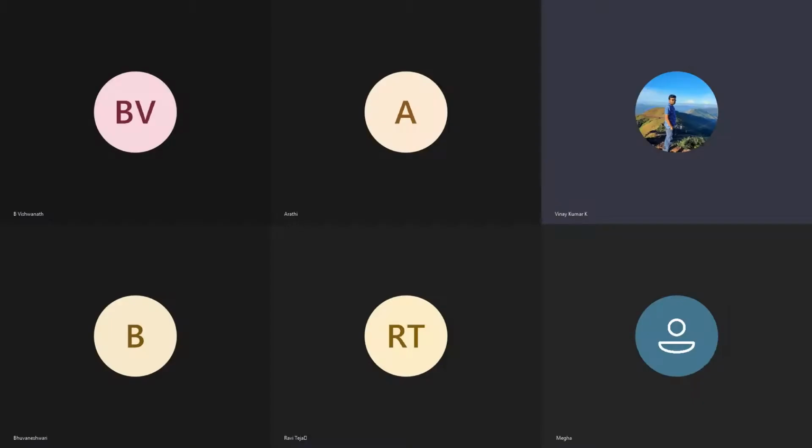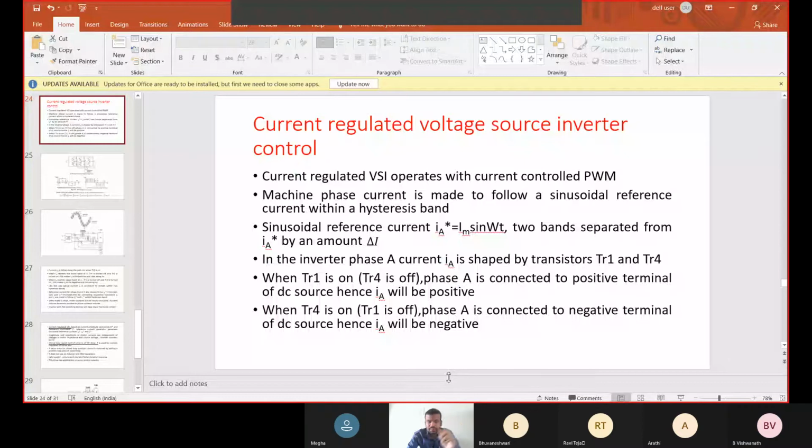So yesterday we were discussing the current regulated sources: what is meant by current source inverters and voltage fed inverters, the different kinds of inverters that we studied. Based upon that, yesterday we came to the conclusion that because of the instruments, the flux controllers, the weight of the inverter will be more in the current source inverters.